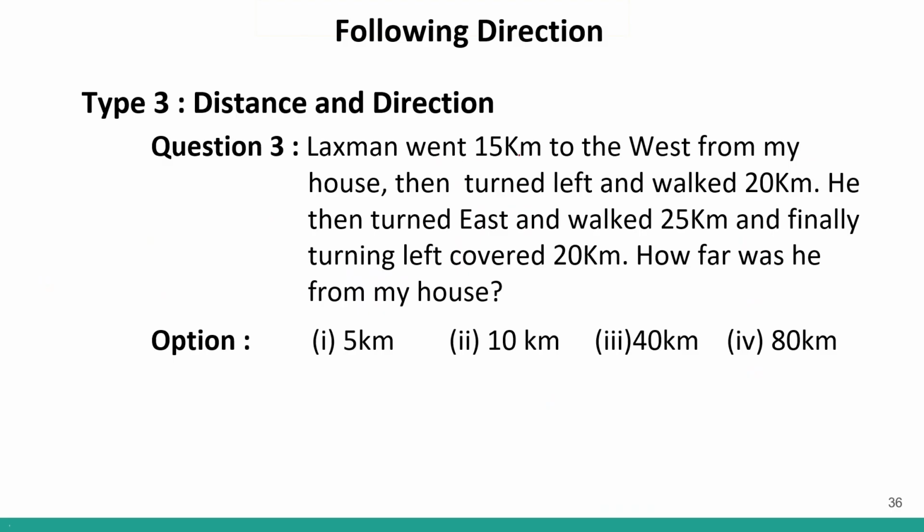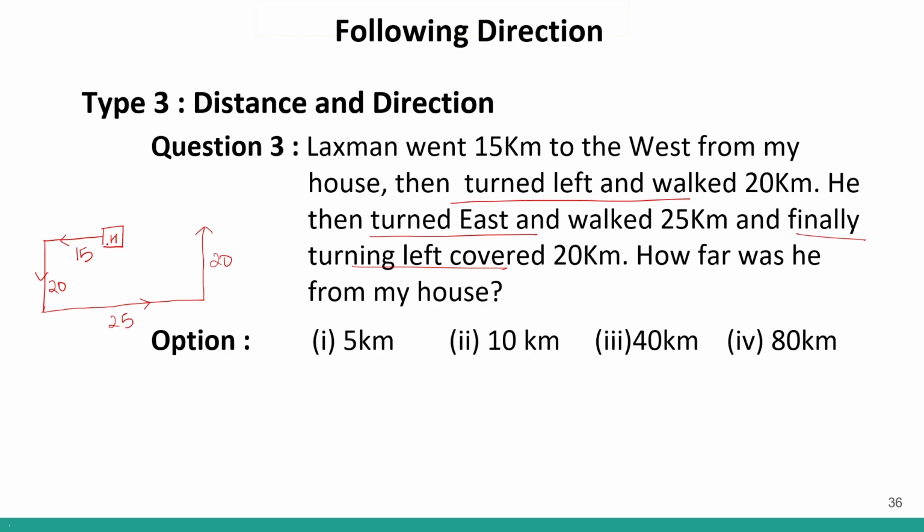Now, Lakshman went 15 kilometers to the west. So 15 kilometers to the west from my house. So let's say this is the house. I am just assuming. 15 kilometers west is in this direction. Then he turned left and walked 20 kilometers. So left will be this direction and walking for 20 kilometers. Right? He then turned east. East will be this direction and he walked for another 25 kilometers. And finally turning left, he turned again left and covered 20 kilometers.